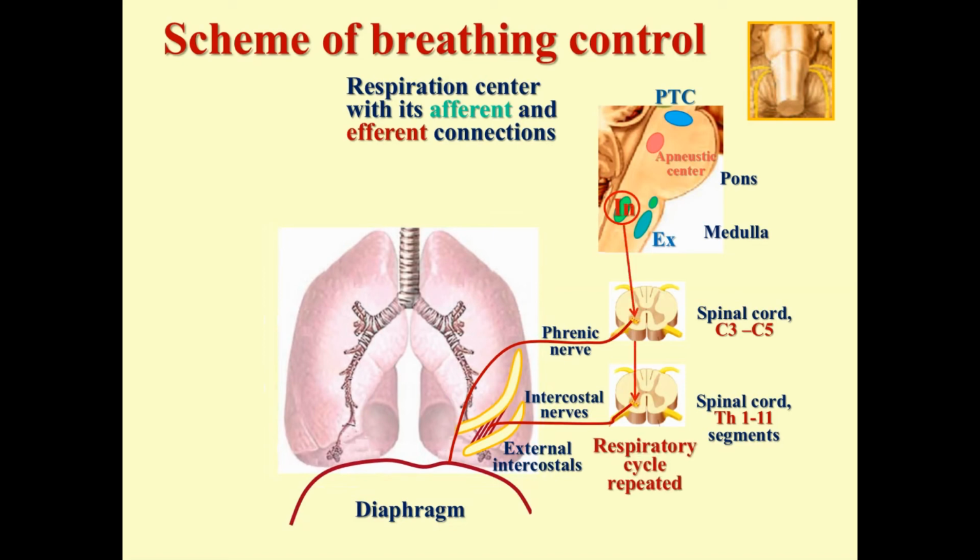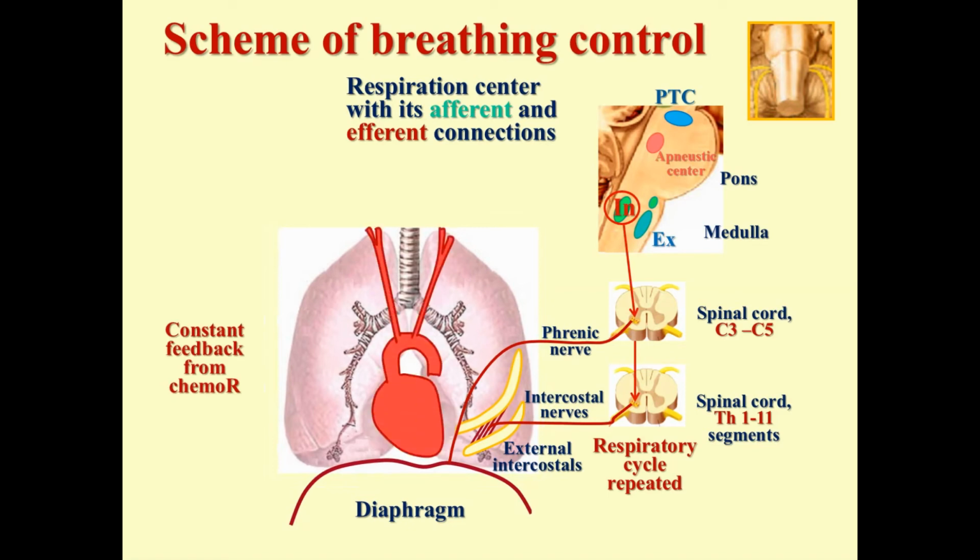Then it starts again. The respiratory cycle begins and is repeated and repeated. A new ramp signal appears. There is a constant feedback from chemoreceptors, from peripheral and from central. Peripheral ones go from aortic bodies, which send impulses through fibers of the vagus nerve into the medulla, and from the sinocarotid area. Carotid bodies send the impulses through nerve number 9, the glossopharyngeal nerve.